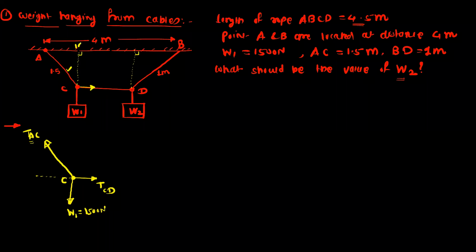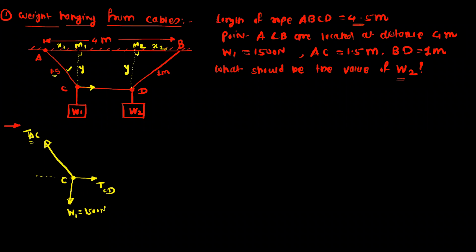Take this point as M1 and this point as M2. So the first triangle will be AM1C and the second triangle will be BM2D. In this right angle triangle, the hypotenuse is 1.5 meter. We don't know this value, so let us take this value as x1 and this value as x2. Assume this perpendicular distance, that is CM1 and DM2, as y. Both distances are the same, because the line CD is exactly horizontal.